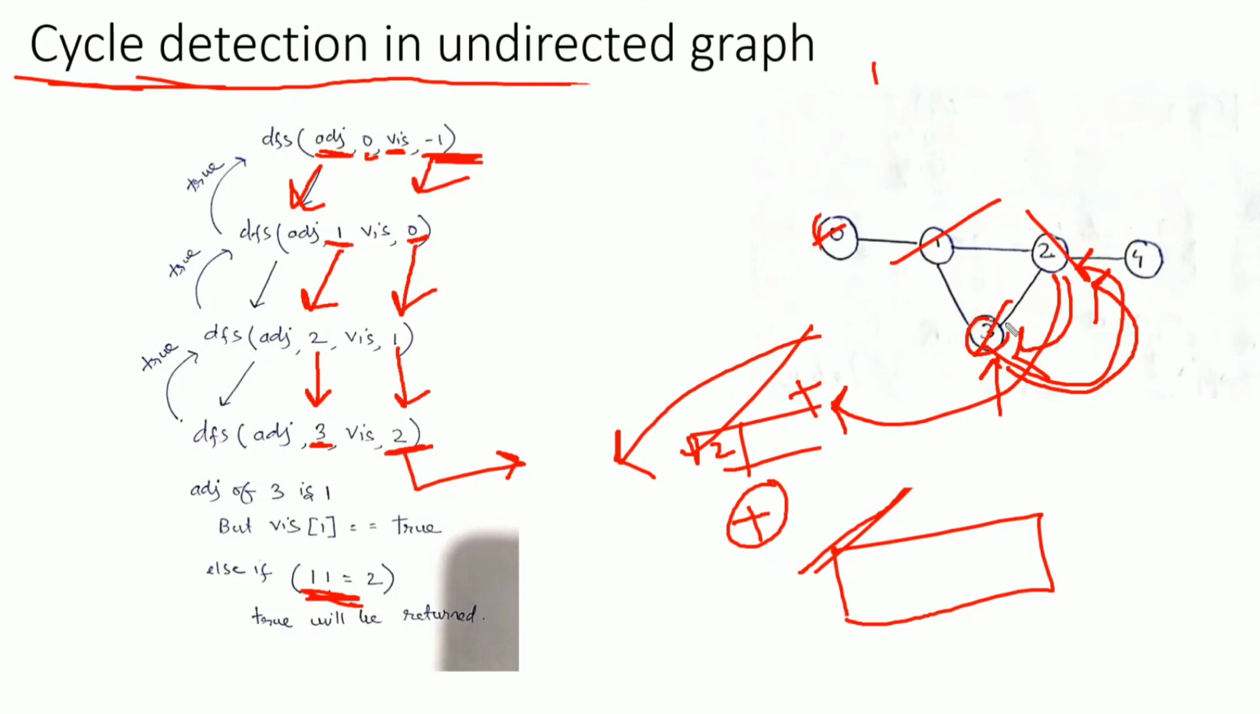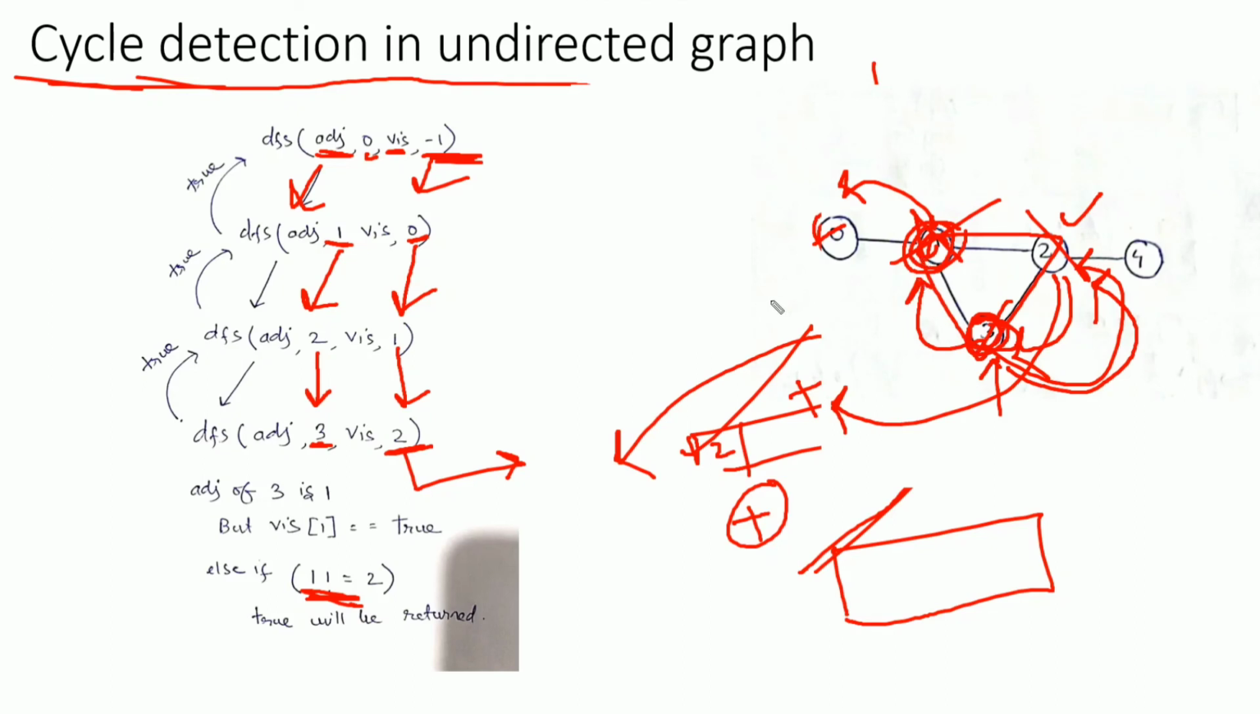Now from vertex 3 if we move to vertex 1, then it means that there is a cycle, because vertex 1 is already visited, and vertex 1 is not the parent vertex of vertex 3. I am repeating it again. Vertex 1 is not the parent vertex, because the parent vertex of vertex 3 is only 2, and the parent vertex of vertex 1 is 0. So it means that there is a cycle. So the cycle is basically this.